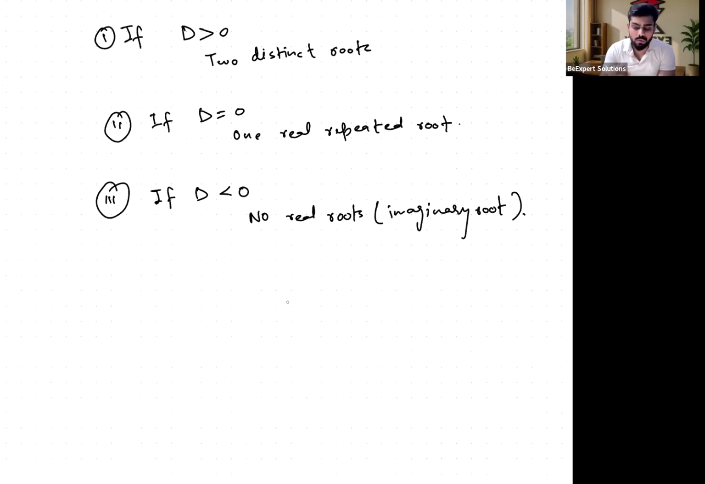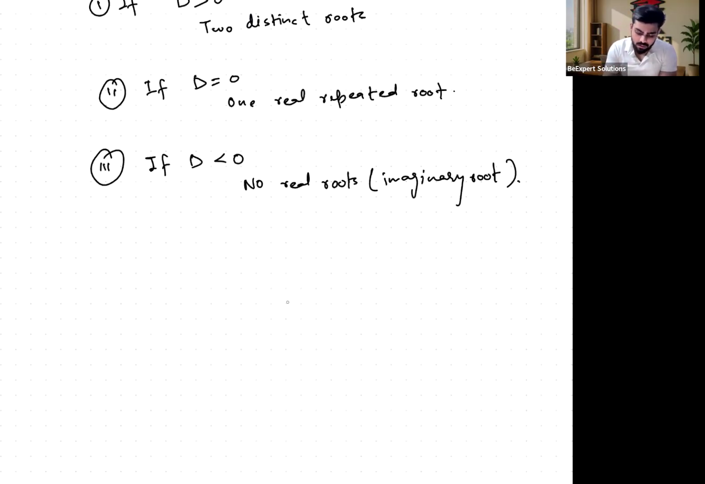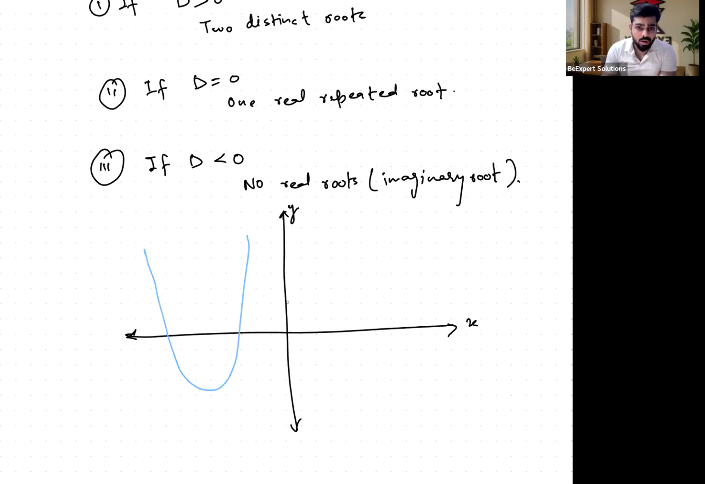Now, let me help you visualize this. Let's say we have a graph. This is my y-axis and the other one is my x-axis here. Let's make some graphs. The first graph is, let's say, like this, cutting at two specific points. Here your D is greater than zero. If your D is greater than zero, then it will have two real roots.